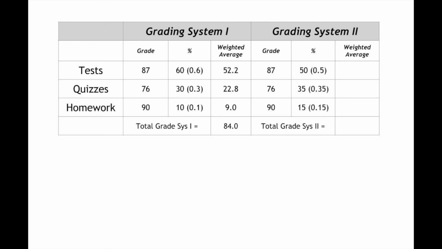Now let's do the second one. So 87 times 0.5 is 43.5. 76 times 0.35 is 26.6. And then 90 times 0.15 is 13.5. We'll sum those together, and that gives us 83.6. So obviously, grading scheme number 1 is the best opportunity for this guy. All right, Elvis wants to use grading system number 1.